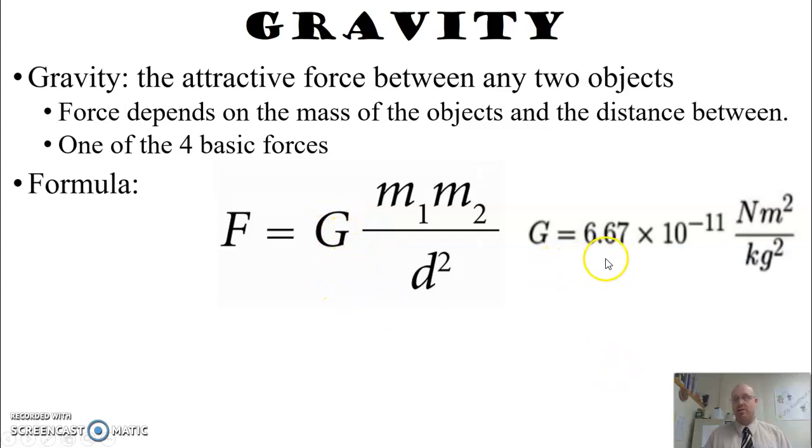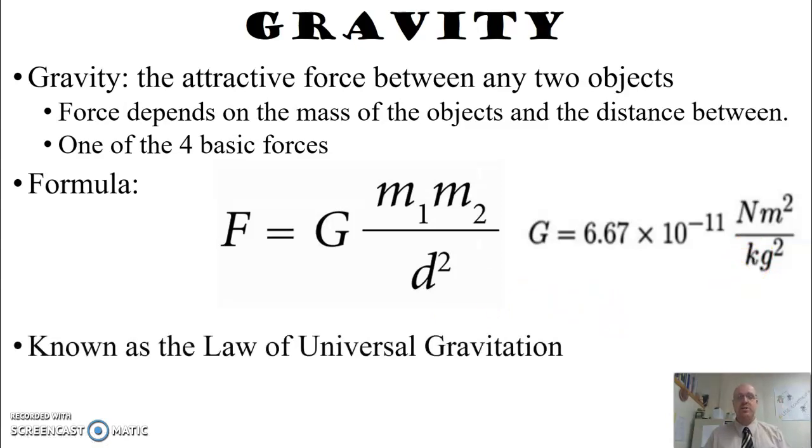It's a gravitational constant, and that is 6.67 times 10 to the negative 11th power Newton meters squared over kilograms squared. And we'll actually watch a video that talks about how they figured out this constant. This is known as the law of universal gravitation, and this formula can be used to find out how much gravitation any object can have.